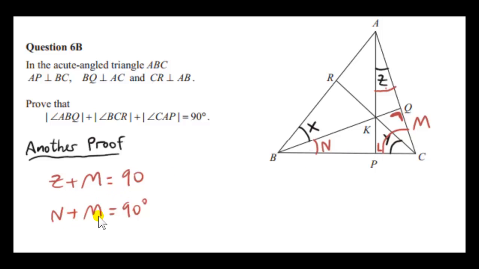But notice something here. Z plus M and N plus M are equal to the same thing, namely 90 degrees. So they must be equal to each other. Z plus M equals N plus M. And that means that Z must equal N, of course. We subtract M from both sides. So we've established that this angle is the same as Z.